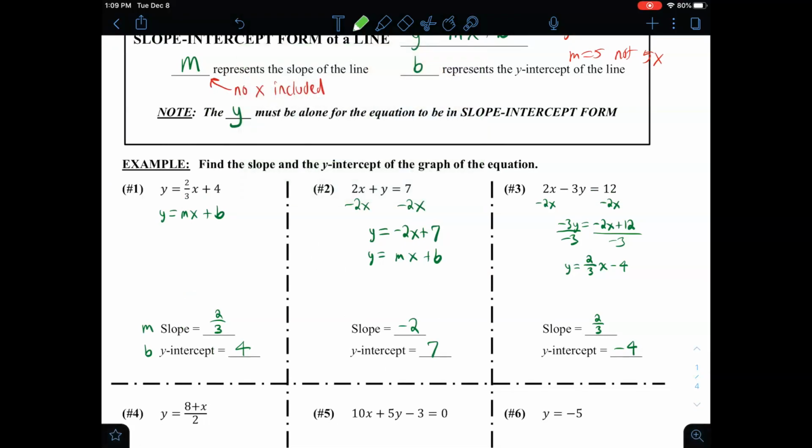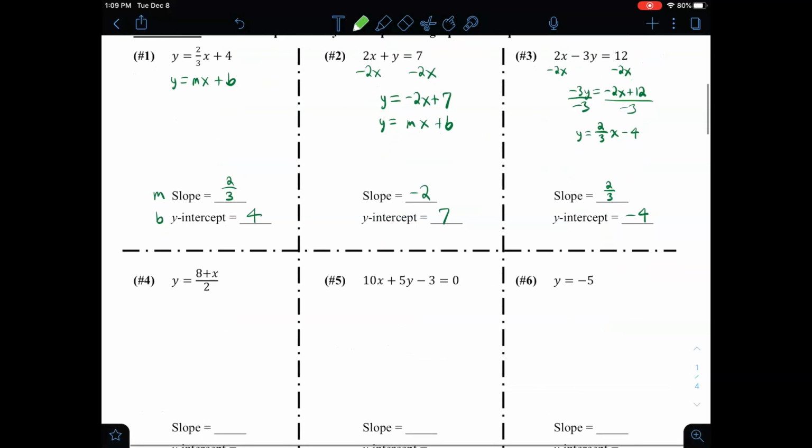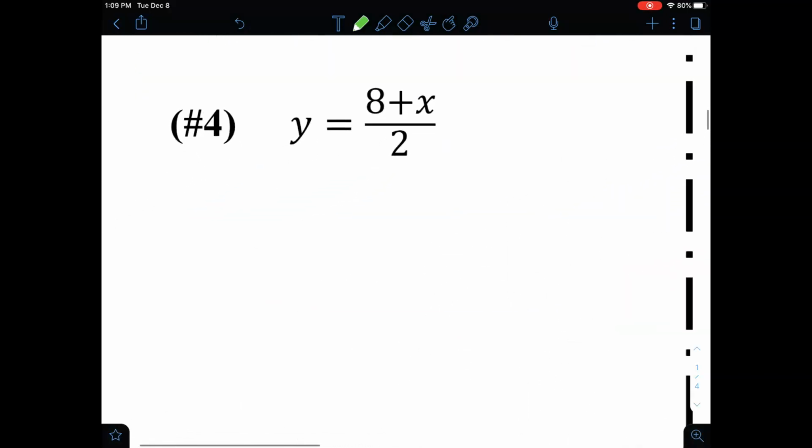All right. Cool. All right, next one, number 4. y equals 8 plus x all over 2. This one's kind of a weird one, all right? So what you need to know about fractions that have two terms in the top and one denominator is you can split them up. So I'm going to rewrite this as y equals 8 over 2 plus x over 2.